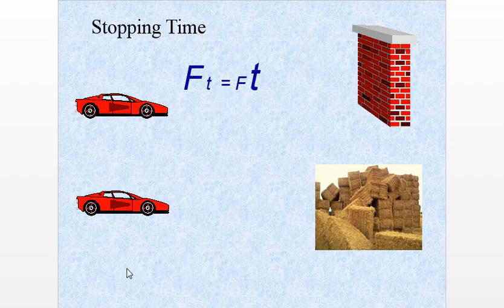Now imagine the same car moving at the same speed, but this time hitting a giant haystack like this and coming to rest. The force on the car is much smaller now, a small F like this, but it acts for a much longer time, a big T. In this case, the impulse is the same. The change in momentum of the car is the same. Any net force, no matter how small, can bring an object to rest if it has enough time.